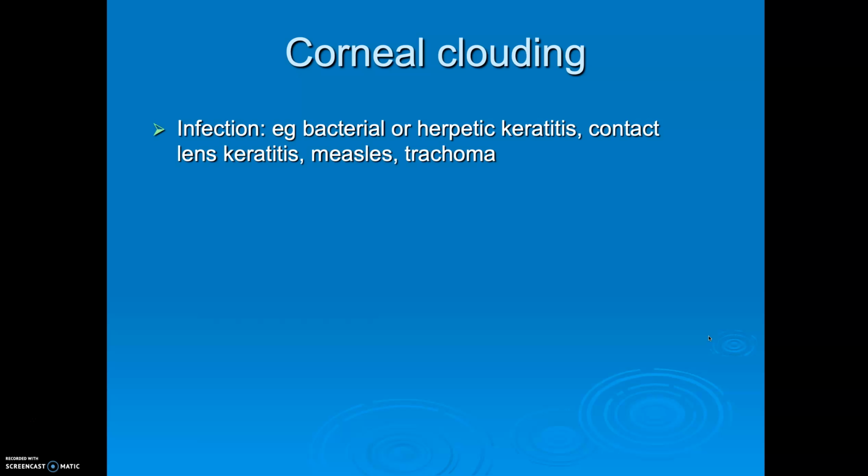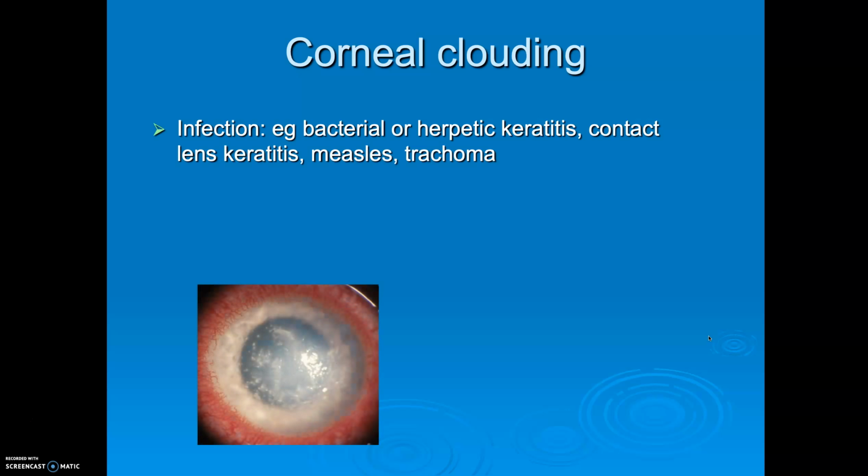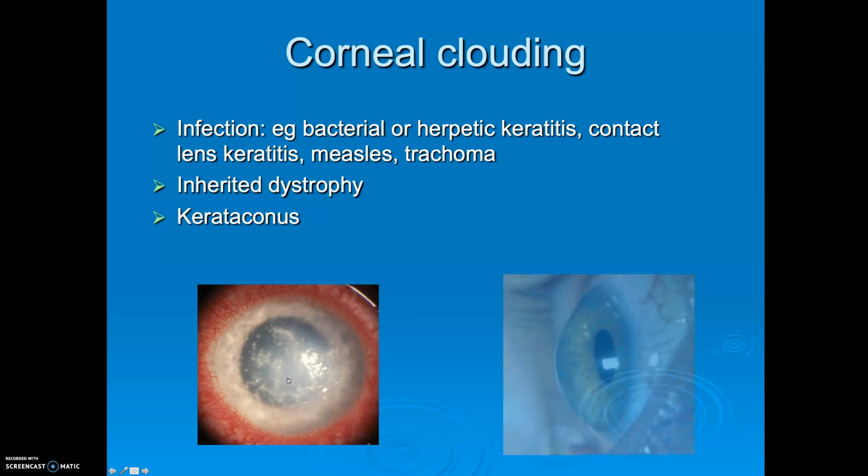So let's talk about media opacification. At the front of the eye, we've got the cornea. The cornea can be clouded due to infection, and this is an example of a nasty microbial keratitis. It can be caused by an inherited corneal dystrophy, whereby the natural collagen fibers are not crystal clear and not laid out in a perfectly crystalline array, such that they are cloudy.